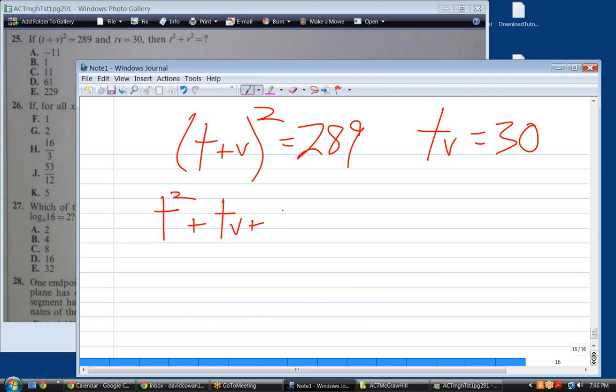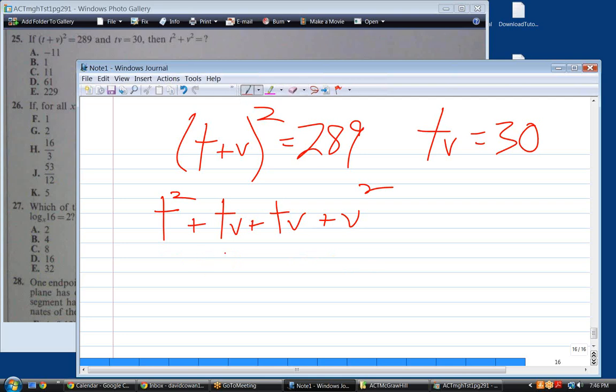The reason I've tried to get you to memorize it is so that you would save 20 seconds every problem that you take on the ACT. And then it'd be b squared? No, there's another tv. In other words, this is the first, this is the outside terms, this is the inside terms, and the last term is v squared. Okay, simplify that.